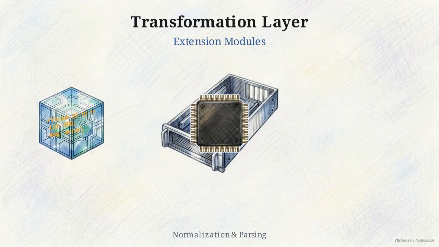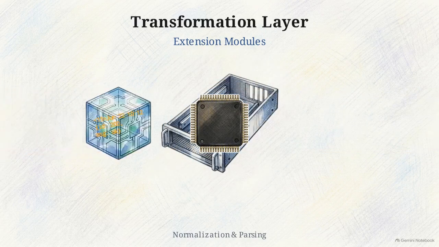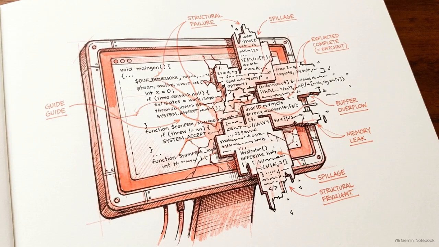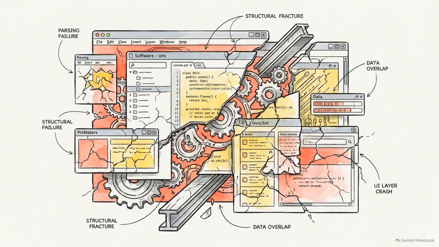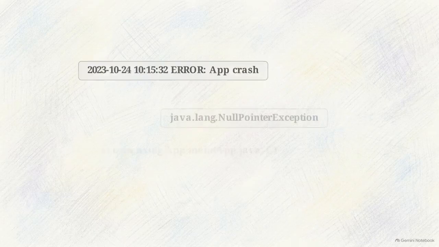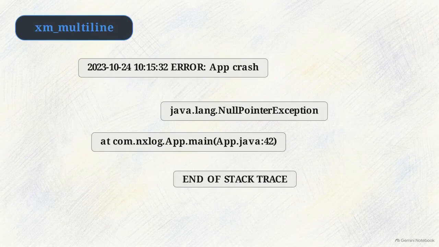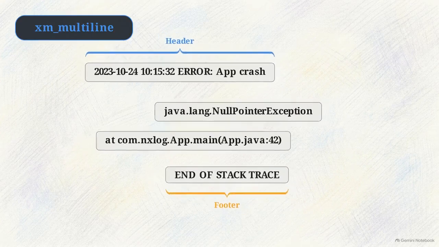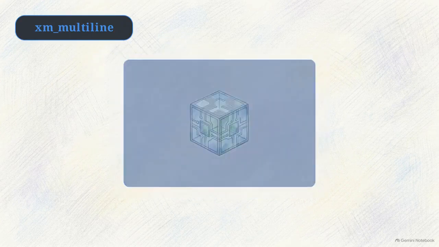Once ingested, the data enters the extension modules. This is the central processing layer, where unstructured text is molded into queryable data. One of the most common engineering headaches here is the multi-line stack trace. When an application throws an error across fragmented lines, it easily breaks standard SIEM parsers. The structural fix for this is the xm_multiline module. It uses strictly defined header and footer logic to identify fragmented logs and stitch them back together into a single payload.